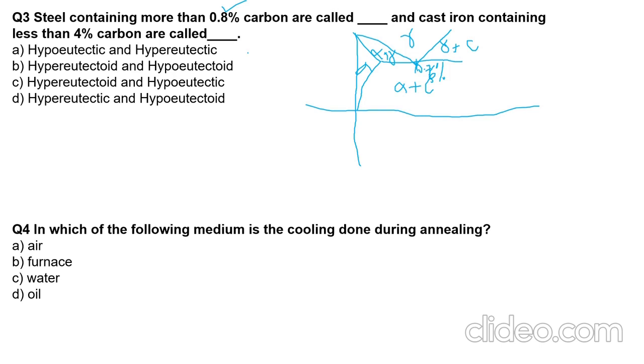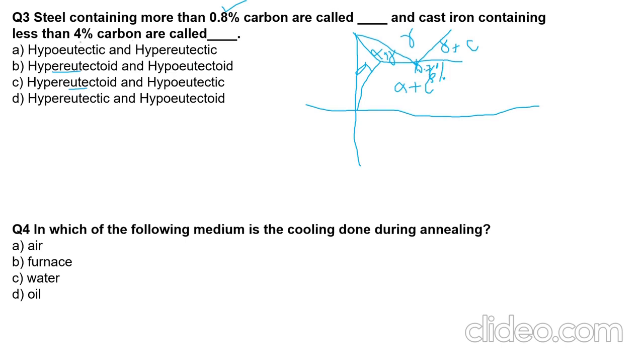It is greater than 0.8, so it is above your eutectoid point. So it is in a hypereutectoid zone. The hypereutectoid is here, and this is your hypereutectoid, right? Now you have to see what is for the other point, which is less than 4% carbon.